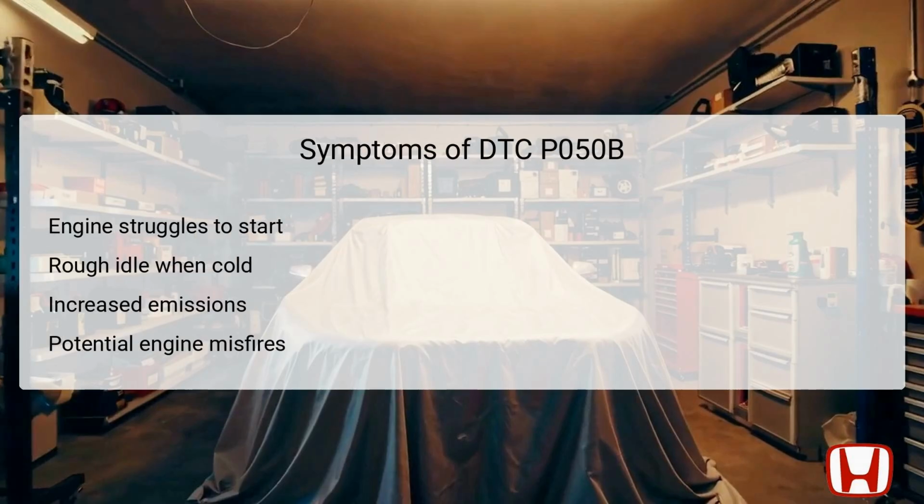When DTC P050B is triggered, there are several noticeable symptoms that drivers may experience. One of the most immediate signs could be difficulty starting the engine, especially during colder temperatures. This might manifest as extended cranking time before the engine starts, or a failure to start altogether. Another symptom is a rough idle during the initial warm-up period. This is indicative of improper ignition timing.